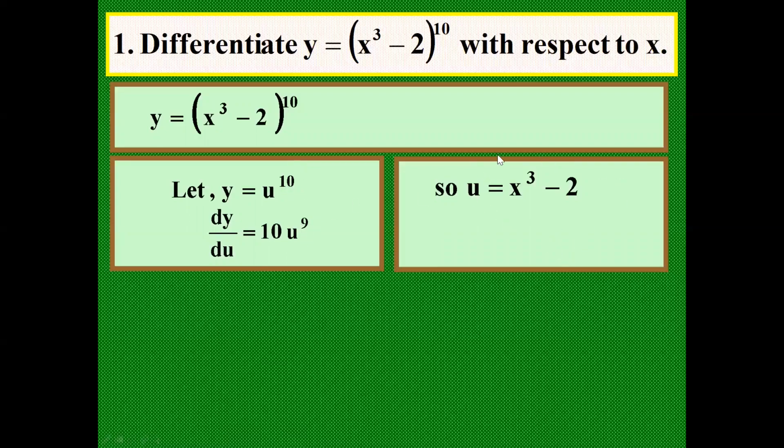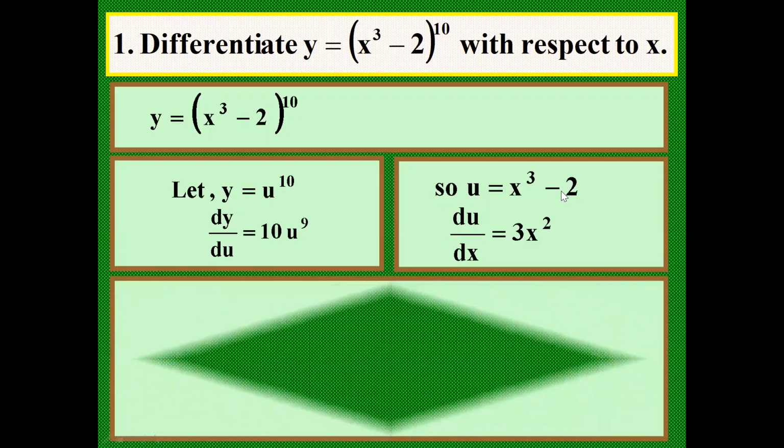Now, same goes for u. So for u equals x cubed minus 2, what you are going to do is you are going to differentiate u. So du over dx is equal to 3x squared. So what will happen is 3 comes to the front, and then index minus 1 gives squared. The minus 2 is a number, so whenever you differentiate a number, you will get 0.